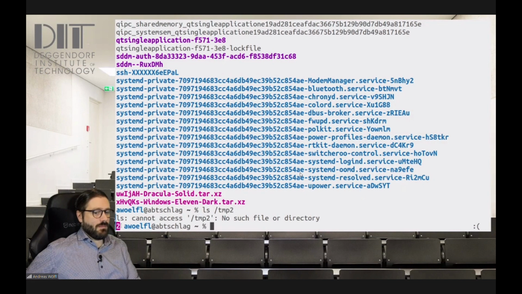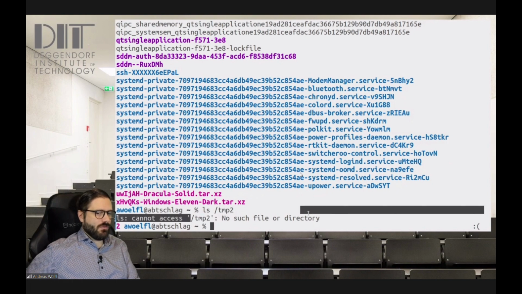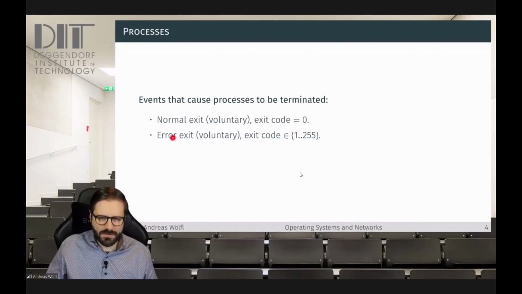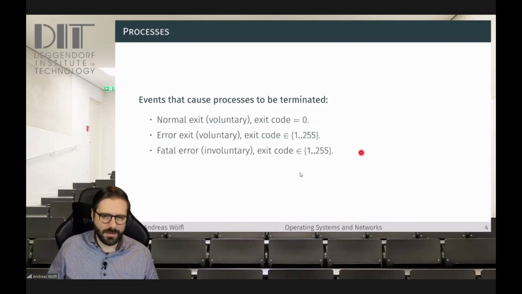So on my shell, I'm using a zsh shell. I'm not using a bash shell. So bash shell apparently does not display exit codes, but the zsh shell that I'm using does display the exit code. And this is the case where a process terminated voluntarily. So I did not kill it, but it terminated in an error state because you see the error message here. So this would be the second bullet there.